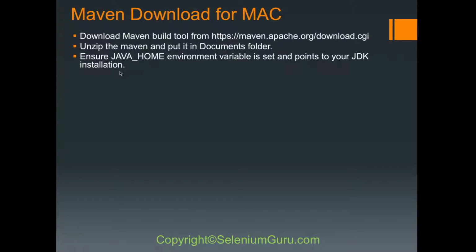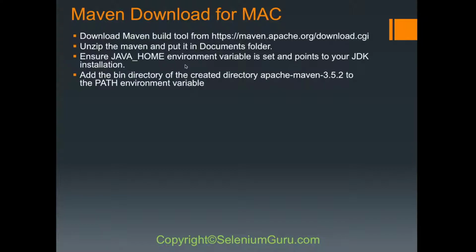Then you're going to ensure the JAVA_HOME environment variable is set and points to your JDK installation, which we did in our first Java installation class. Then you're going to add the bin directory of the created directory Apache Maven 3.5.2 to the PATH environment variable. Right, so how do you do that? I'm going to create a new window in here.